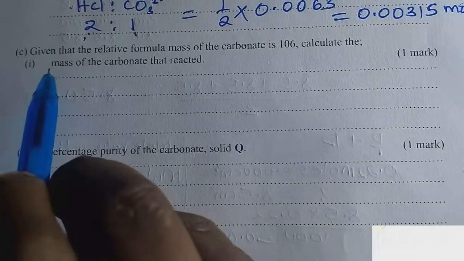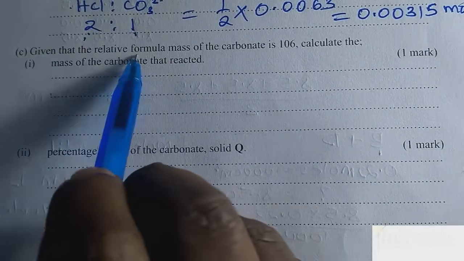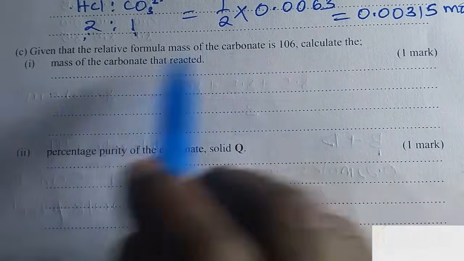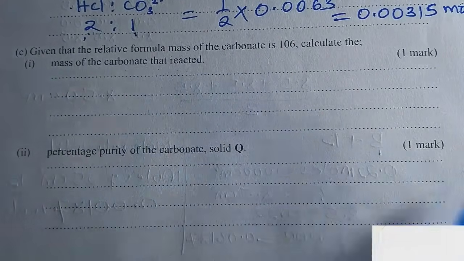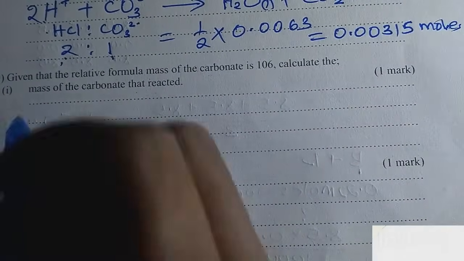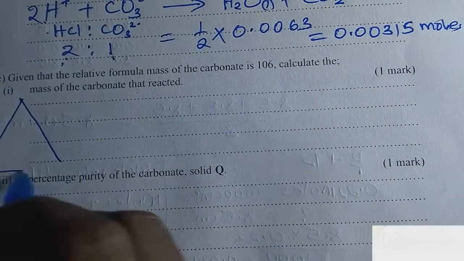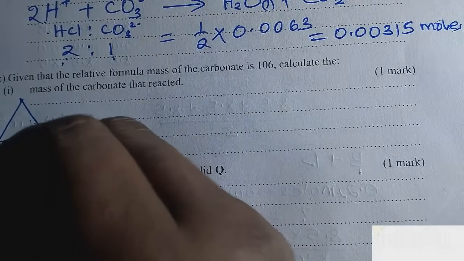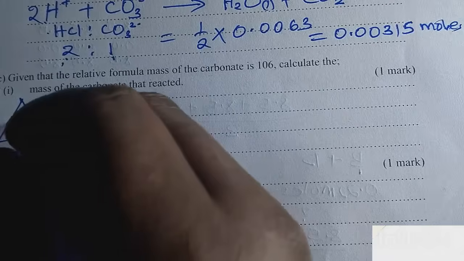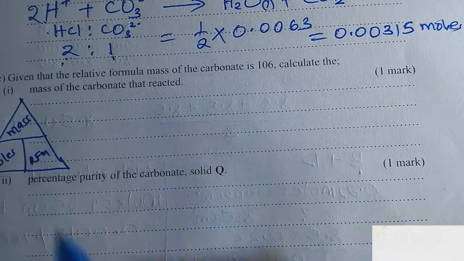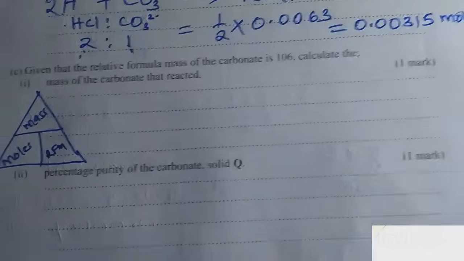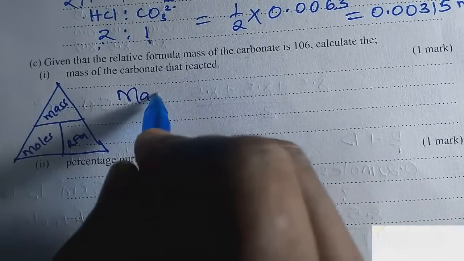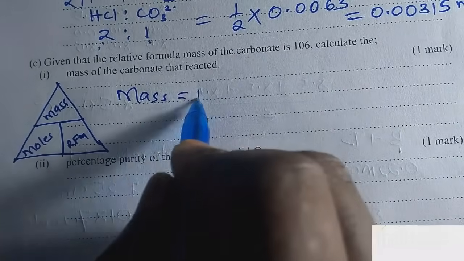Determine the relative formula mass of the carbonate. Given that the RFM of the carbonate is this, calculate the mass of the carbonate that reacted. Calculate the mass of the carbonate. From this triangle, we know how to calculate the mass. So moles, mass, RFM. What we are looking for is the mass of the carbonate. So mass, from here, is equal to moles times RFM.